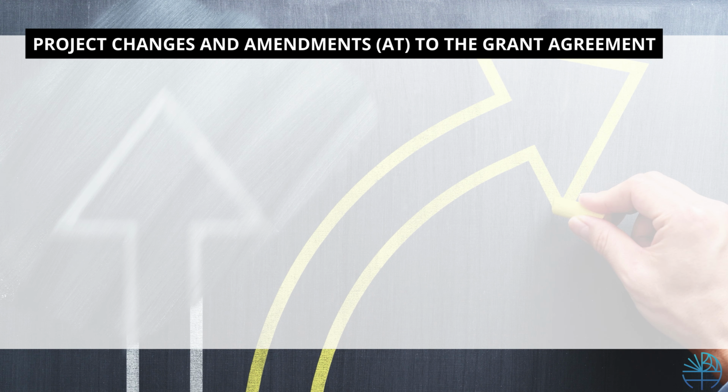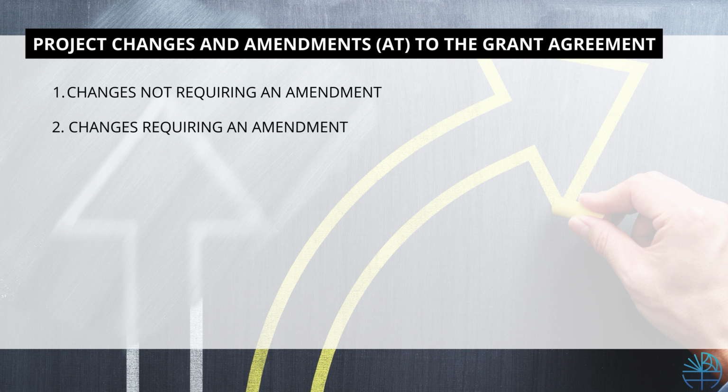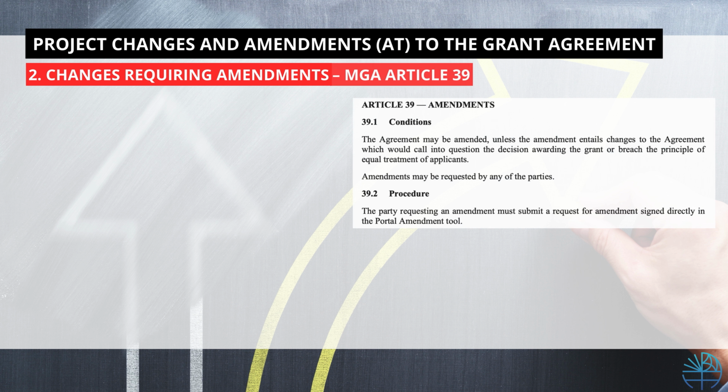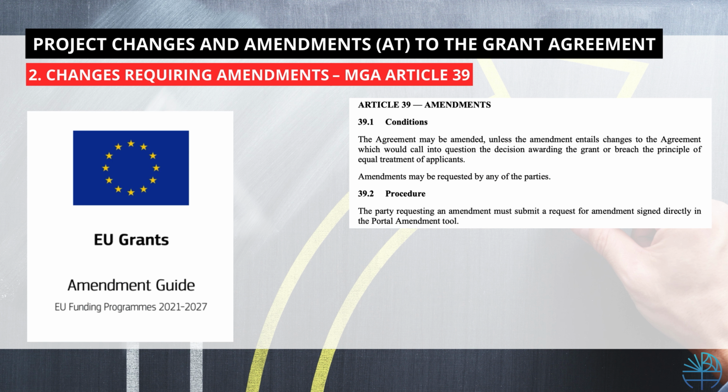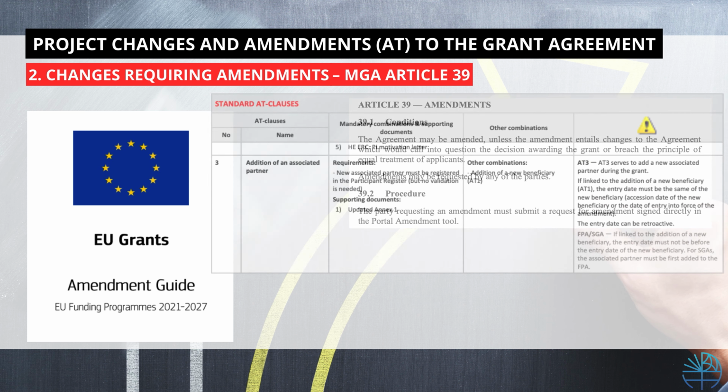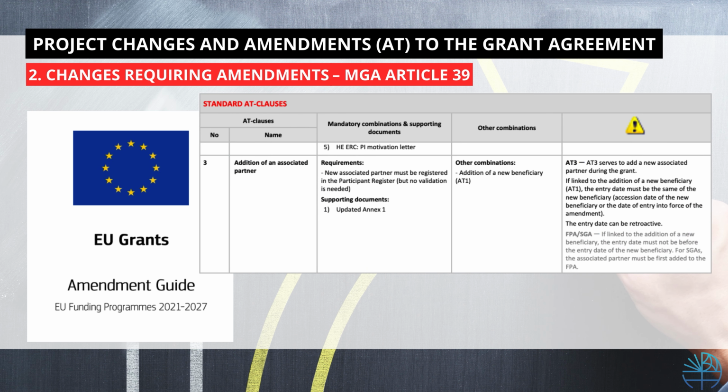When considering project changes, these typically fall into 3 categories based on their impact on the grant agreement. Like any contract, the grant agreement can be modified through formal amendments. Article 39 of the Model Grant Agreement outlines the rules for implementing these changes, which can be initiated by either the beneficiaries or the granting authority. For a complete list of changes requiring the amendment of the grant agreement, refer to the European Commission's Amendment Guide, which also provides guidance on the specific requirements and supporting documents needed for each type of amendment.